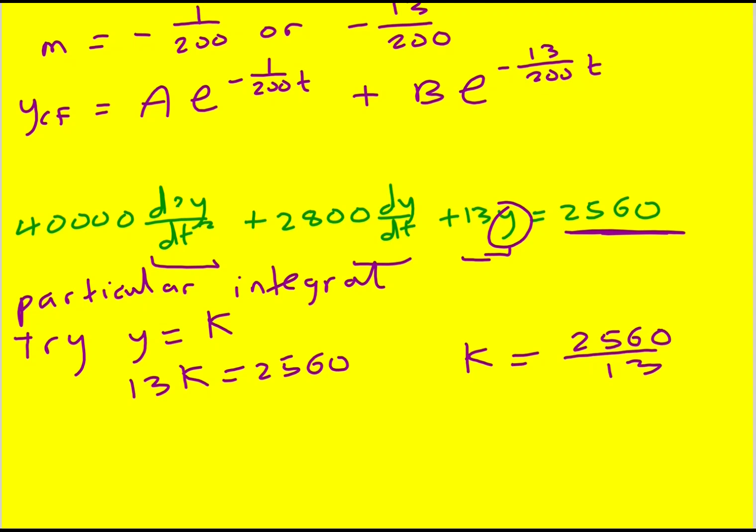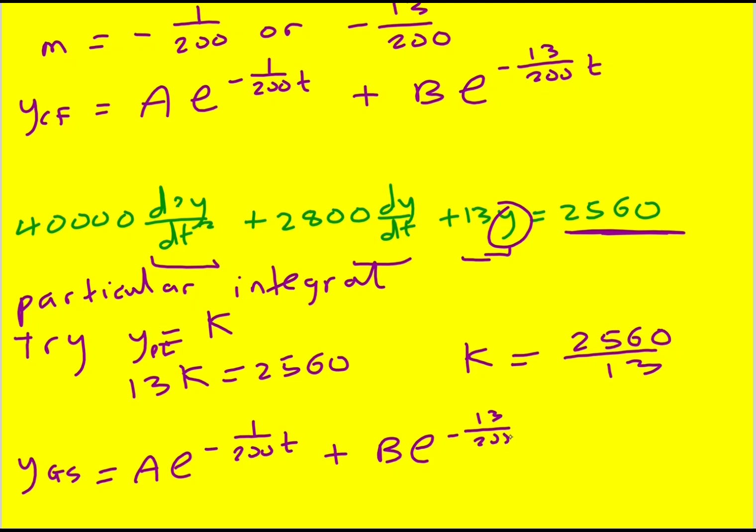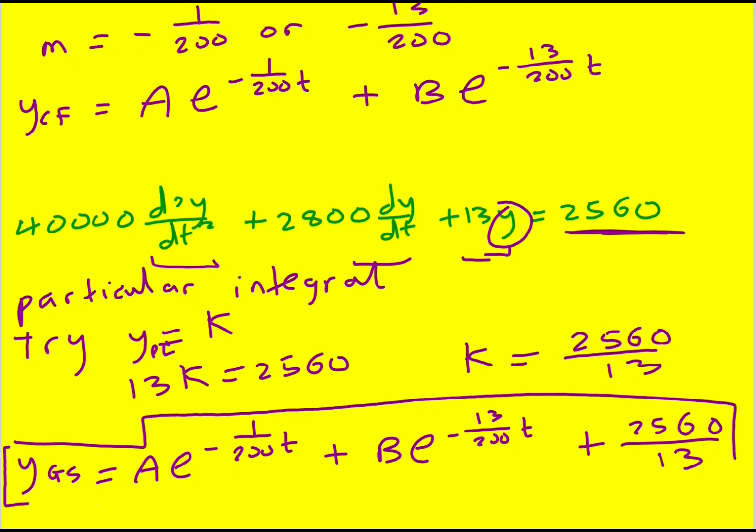And that means that was the particular integral. So the general solution is then these two added together. So it's going to be a e to the minus 1 over 200 t plus b e to the minus 13 over 200 t plus 2560 over 13. Okay, nice one.